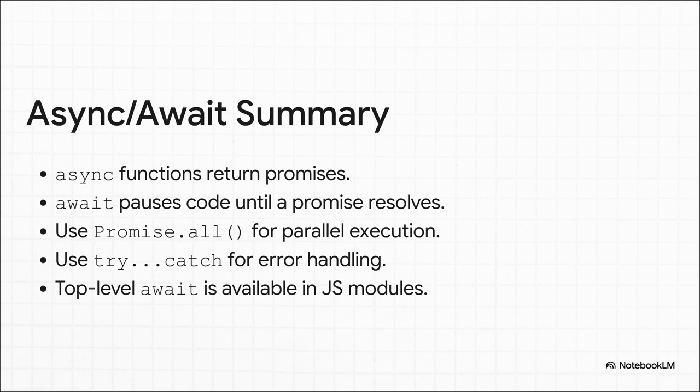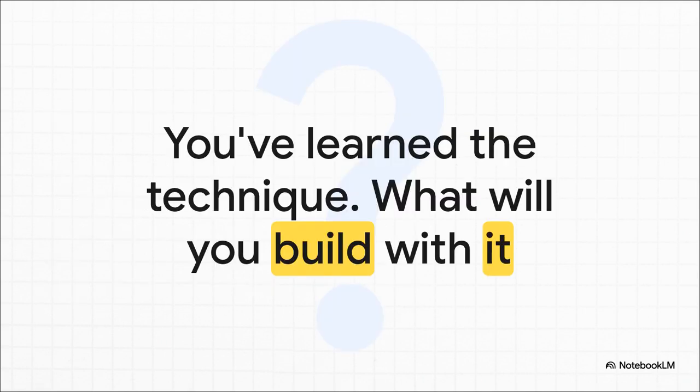And a final bonus tip. In modern JavaScript modules, you can use await all by itself at the top level of your file, which can make simple scripts even slicker. So there you have it. You've now got the tools to write async code that's not just cleaner, but also way more efficient. You know the patterns, you know the pitfalls to avoid. The only question left is, what are you going to build with this?